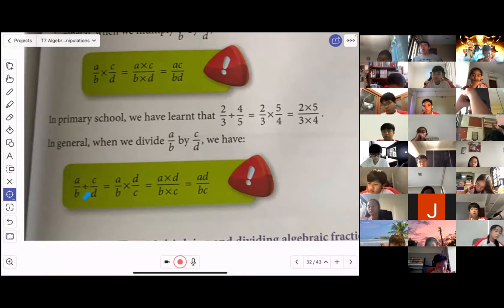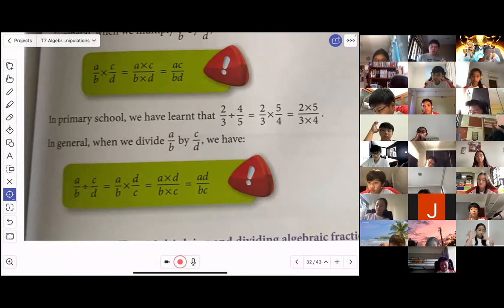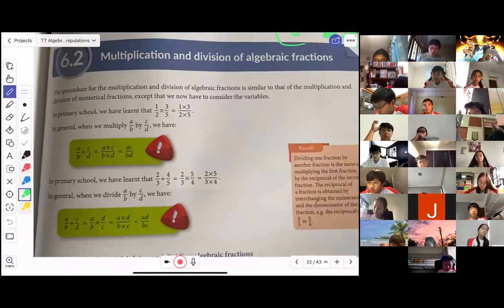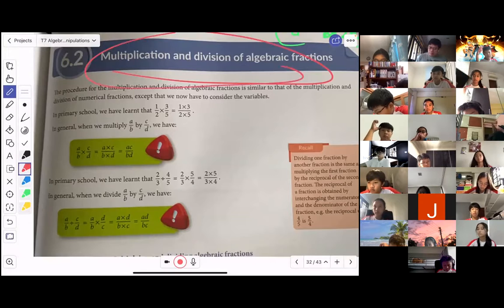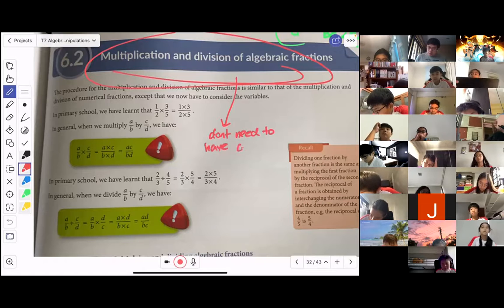Secondary school, no change. We do not need to create a common denominator. Take note, we do not need to create a common denominator when we are multiplying and dividing.